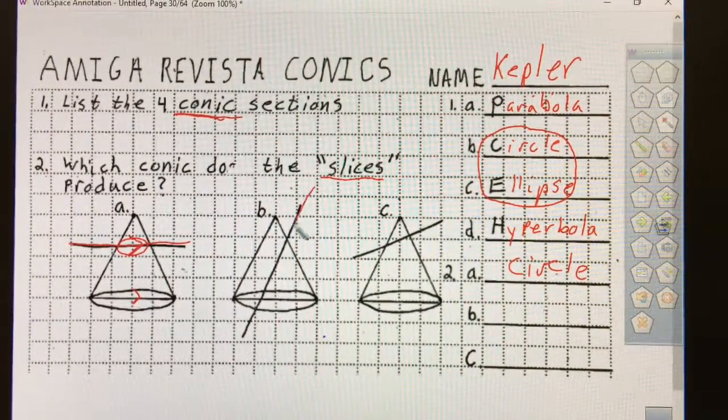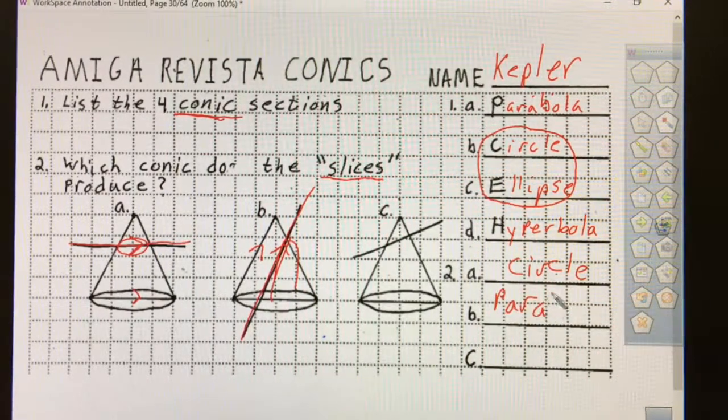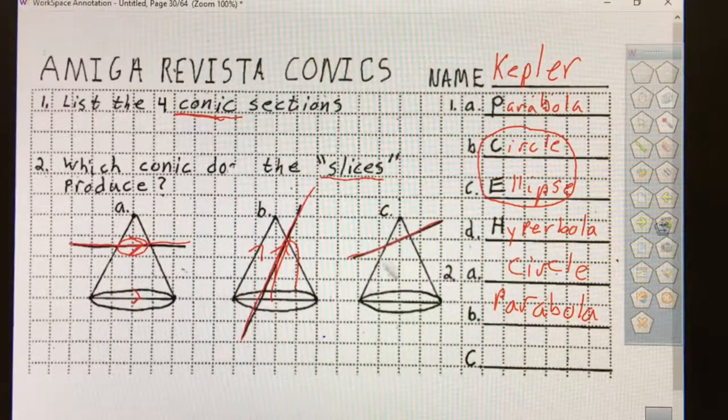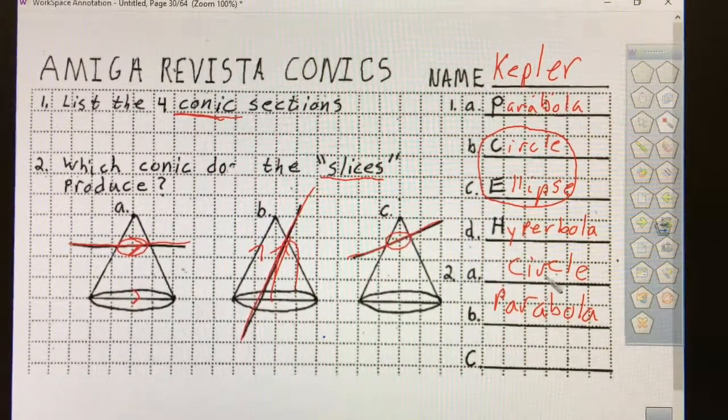Now if I do my slice parallel to the edge of the cone, that slice is going to give me a shape called a parabola. Parallel gives you a parabola. And then if I slice it not parallel to the edge or the base, just at a little strange angle there, it's not going to be a circle, it's going to be the ellipse.